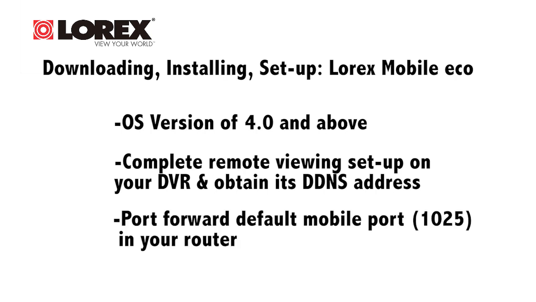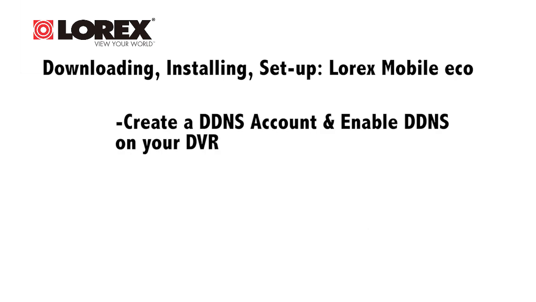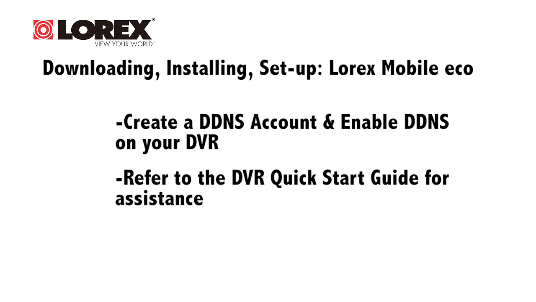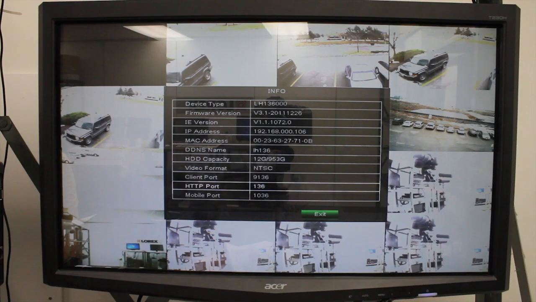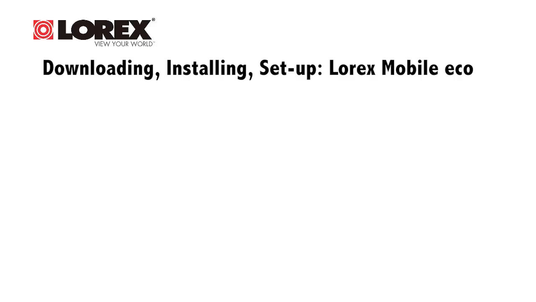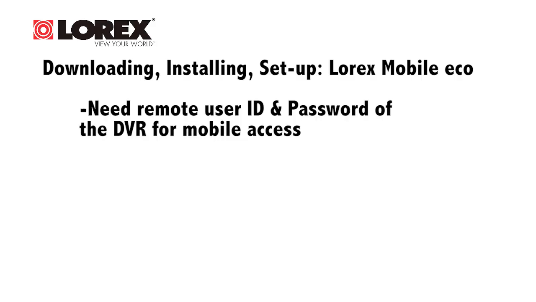You must also port forward port 1025, the default mobile port, in your router, create a DDNS account, and enable DDNS on your DVR. For details on this, see your DVR Quick Start Guide. To find your HTTP port, open the System Information window from your DVR in the Settings menu and look under HTTP port. Lastly, you'll need the remote user ID and password of your DVR.